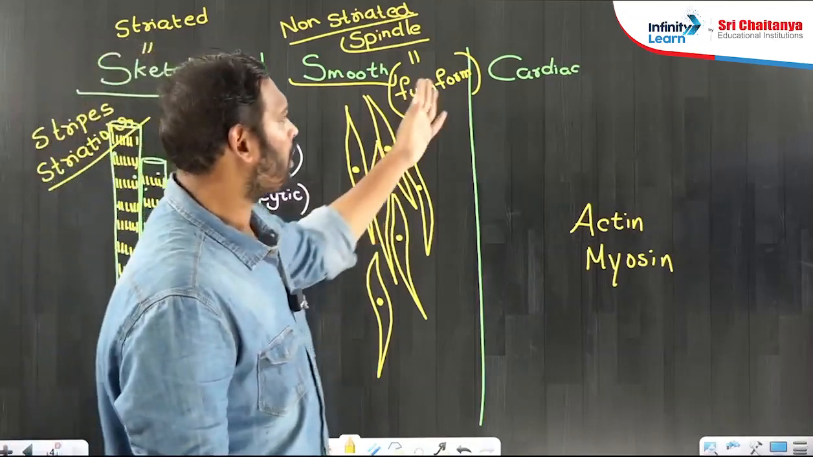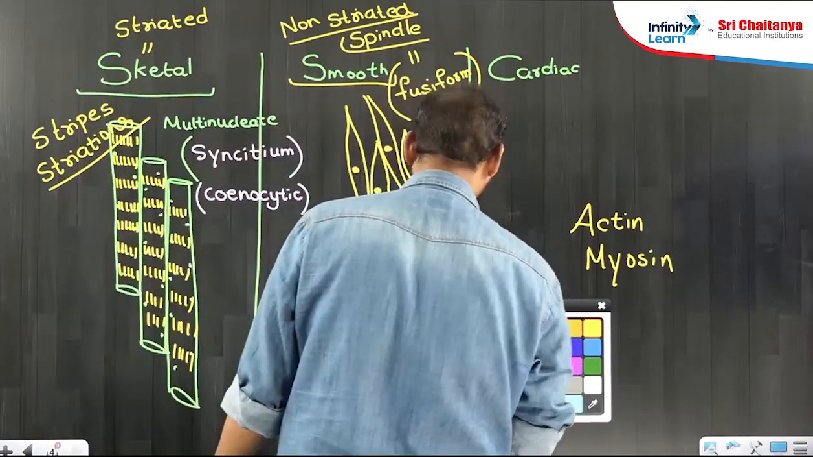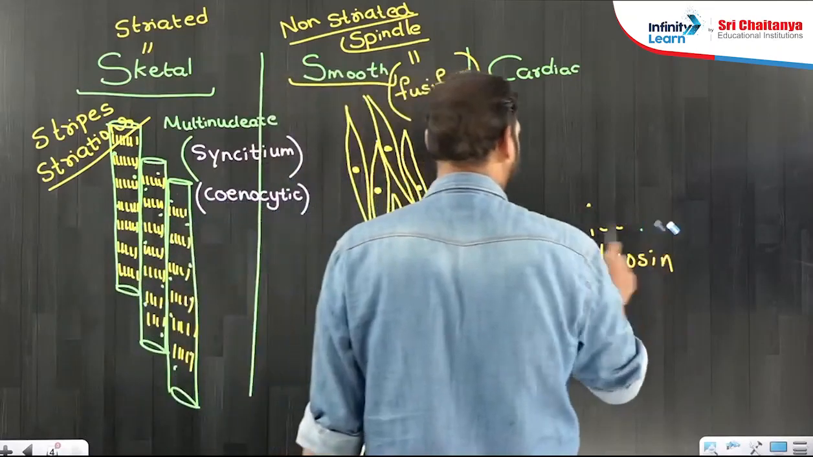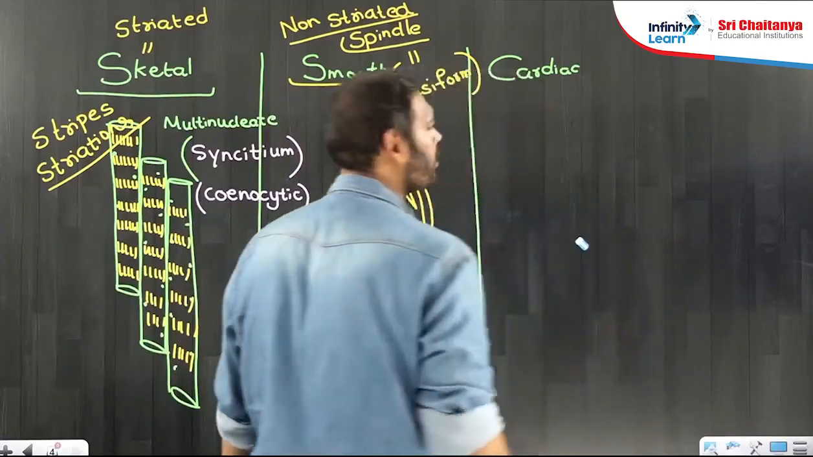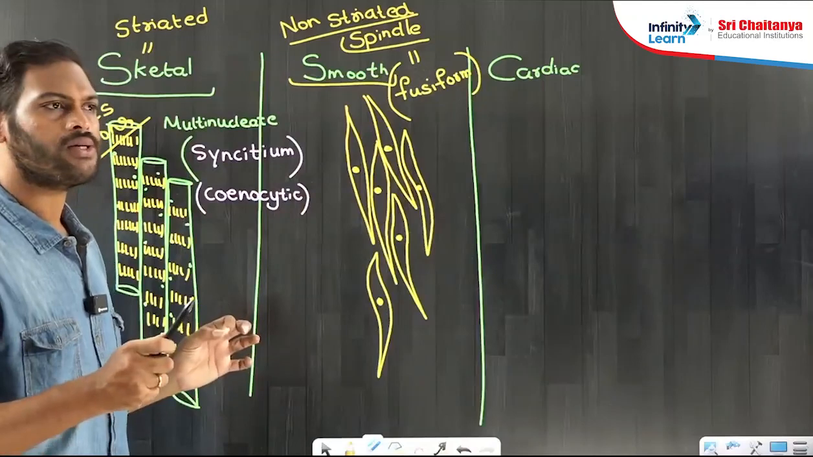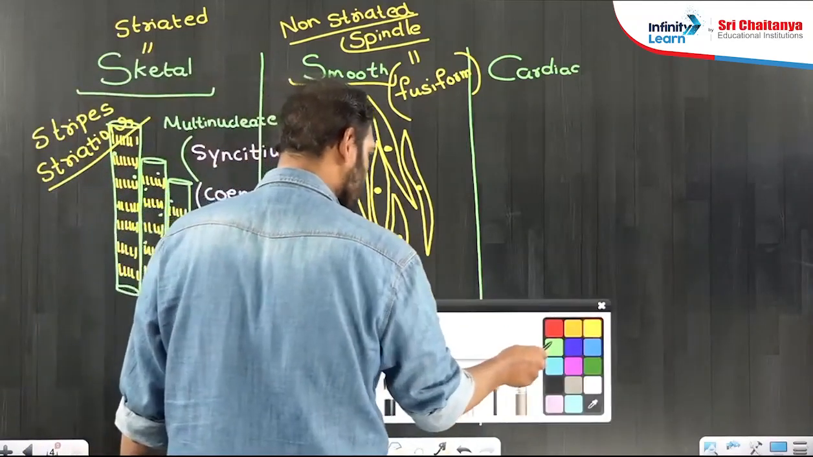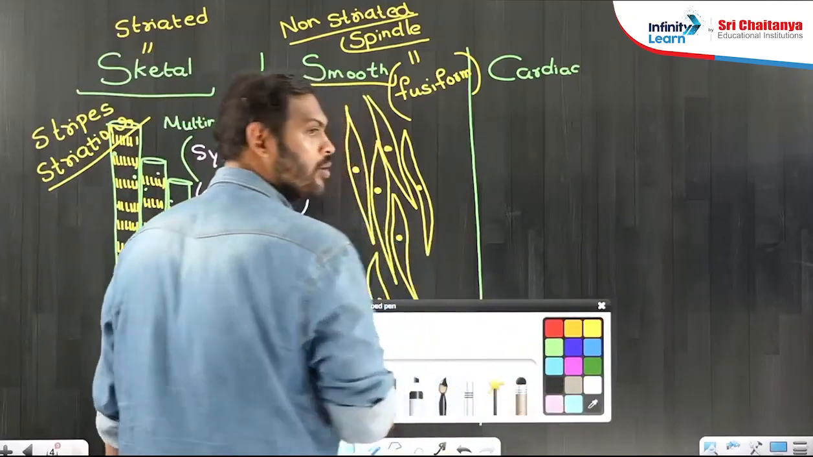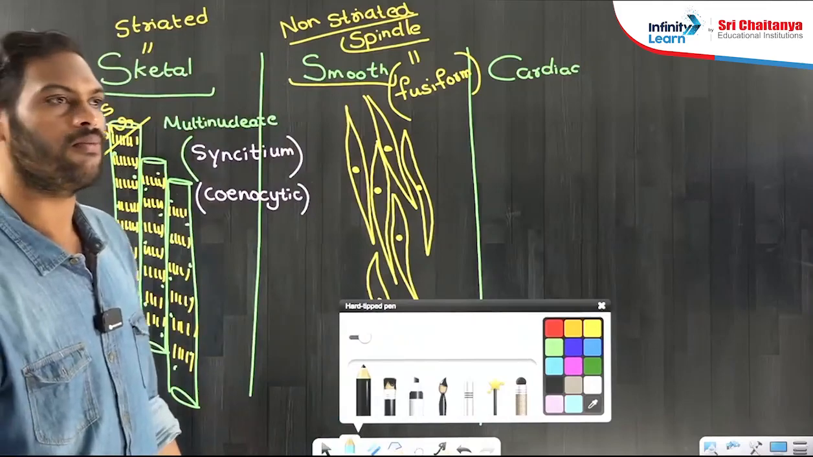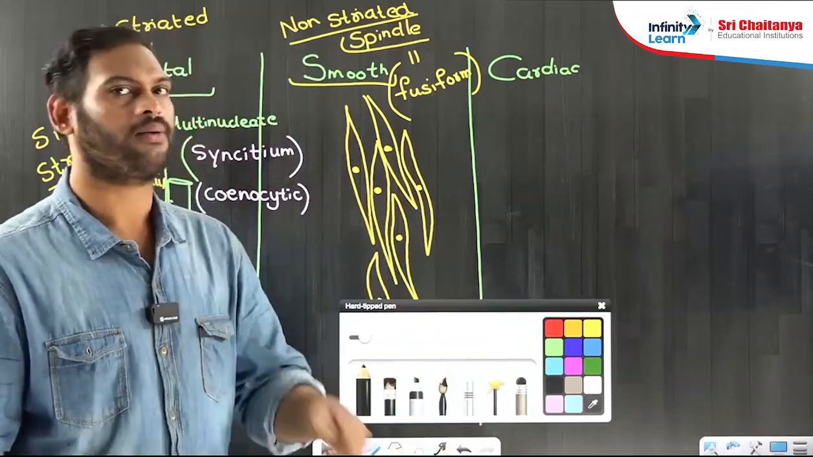Coming to cardiac muscles. In which location of your body do you see cardiac muscle? Tell me the exact location, the only organ of your body where you see cardiac muscle. Easy question. Try answering that. Only the heart will exhibit cardiac muscle tissue. Cardio, heart.